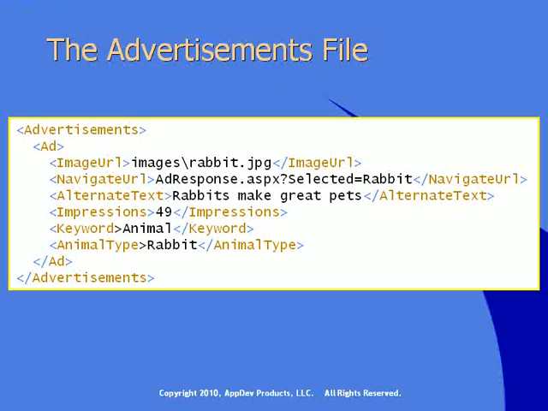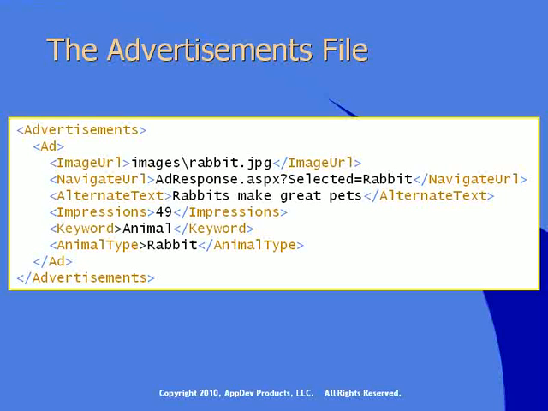And in this case, you'll see we're going to add response.aspx, and we're passing a parameter, which is selected equals, and the value is rabbit in this case. The alternate text is the text that appears in the tooltip as you hover over the picture. Impressions in this case is 49. Those values are just random.